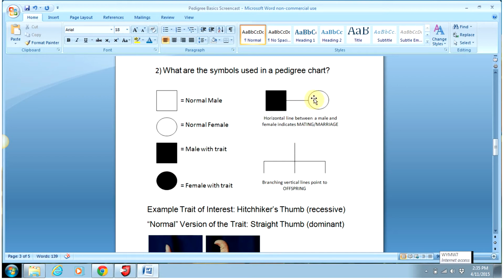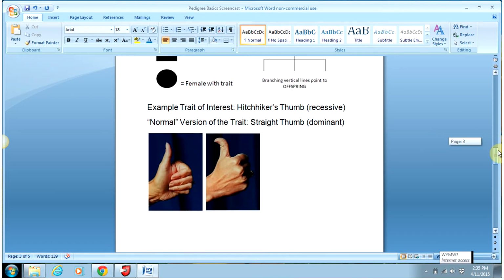When you see a horizontal line between a male and a female, that indicates that they are married. And if you see a vertical line that branches off from those two married individuals, that's going to show their offspring or children.